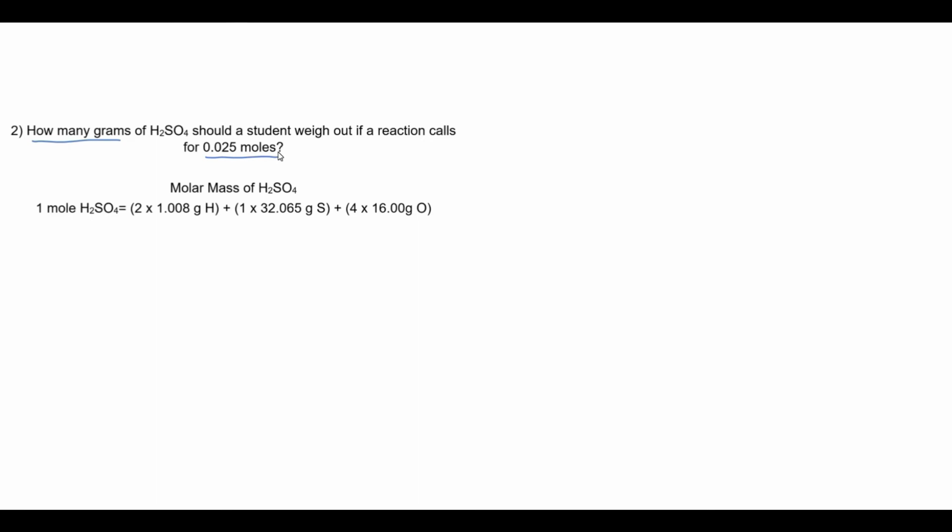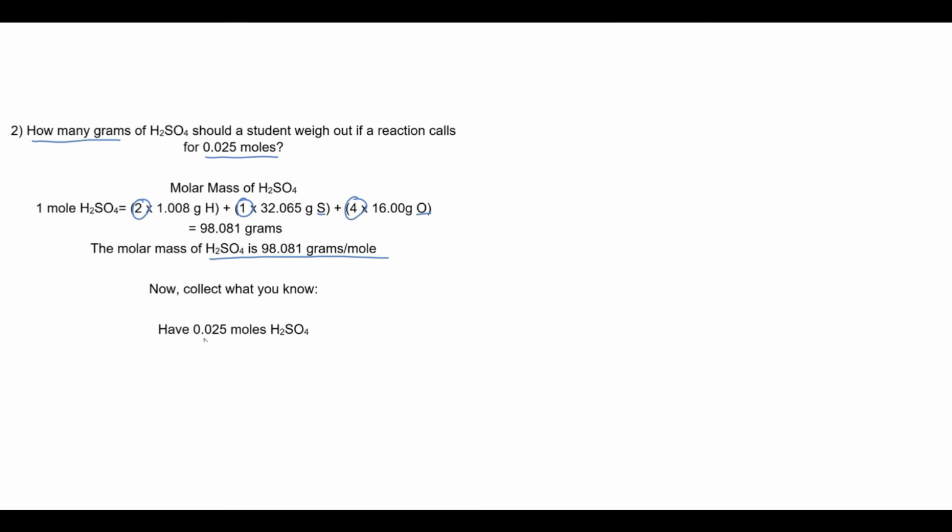So in 1 mole of sulfuric acid, I have 2 hydrogen atoms, I have 1 sulfur atom, and I have 4 oxygen atoms. Adding all this together, I am going to get 98.081. Therefore, my molar mass of sulfuric acid is 98.081 grams per 1 mole. I'm going to collect everything I know now. The problem told me that I have 0.025 moles of sulfuric acid. I just calculated the molar mass, and that is 98.081 grams per mole.